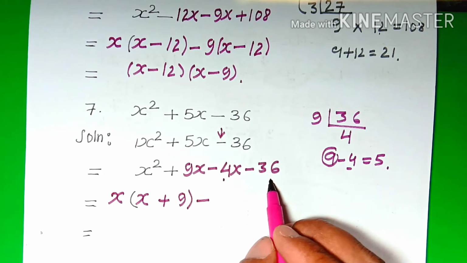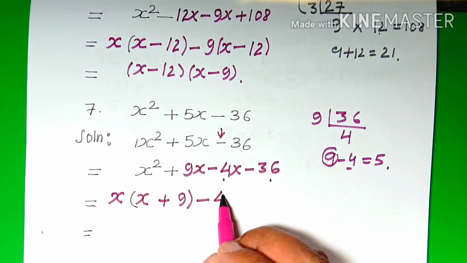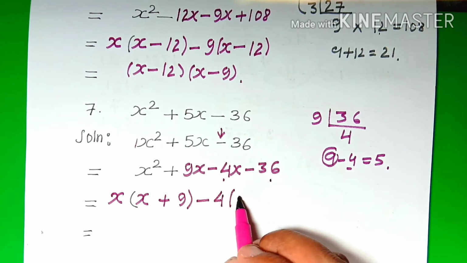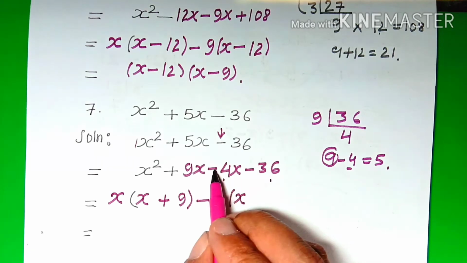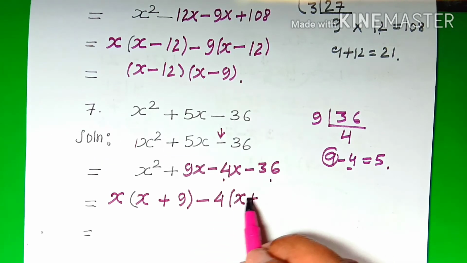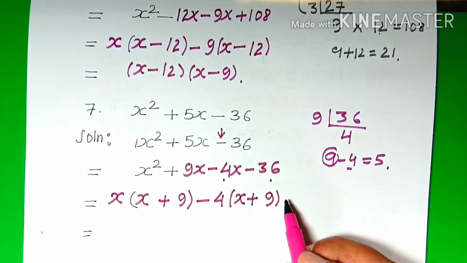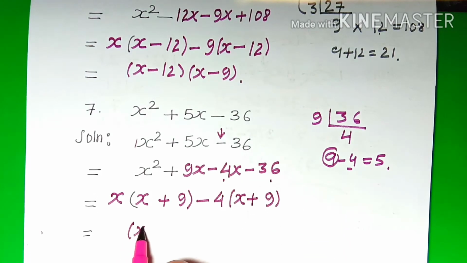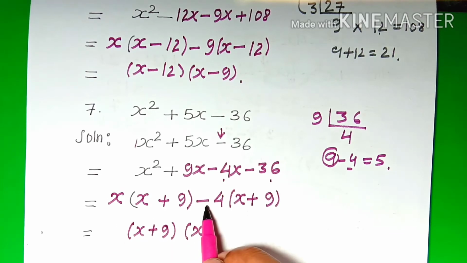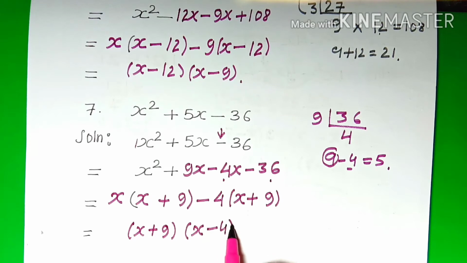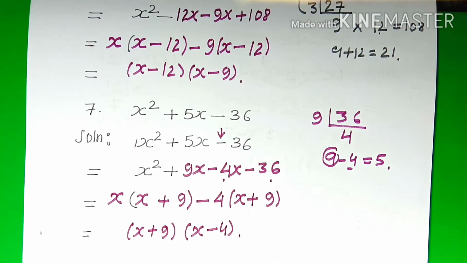4 and 36, both are divisible by the highest common factor, which is the 4 table. After taking 4 common, then x, minus minus will be plus, then 4 into how many? 9. Then we can see the factor which is common. Then you'll have to collect back x along with minus 4, and that will be the required factor.